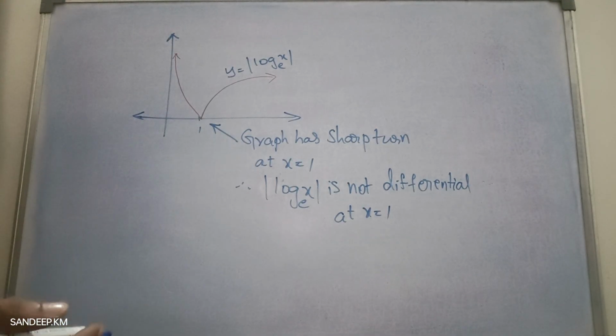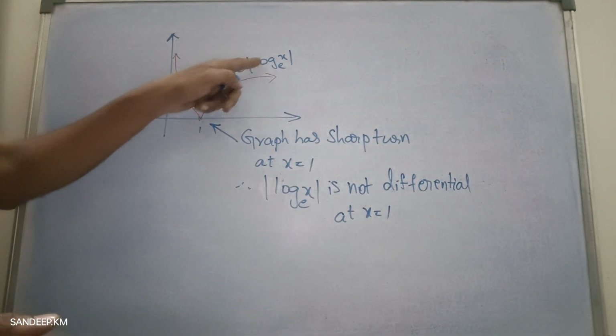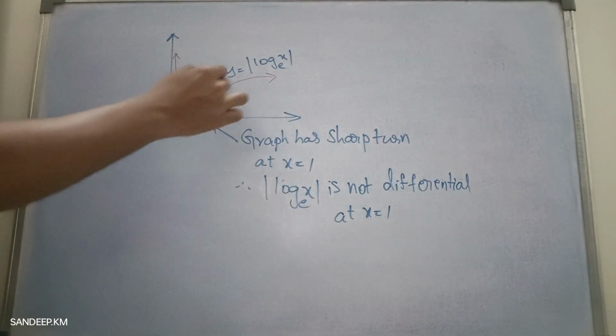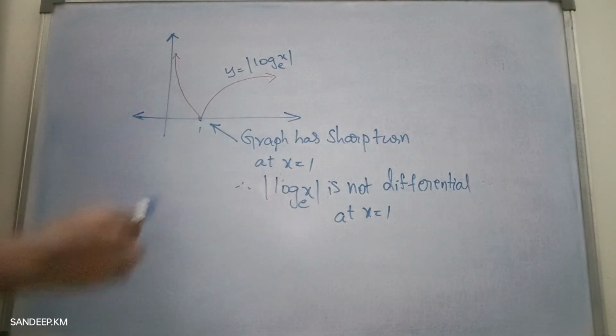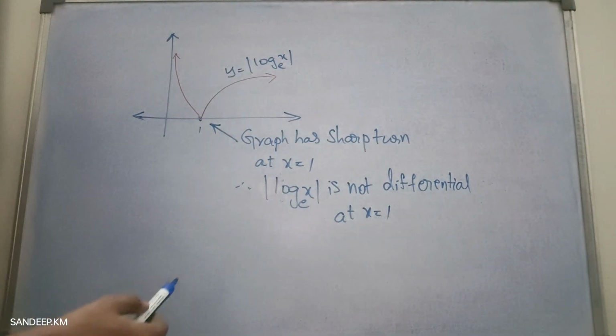Before solving the next question, this is the graph of the previous question. Y is equal to mod of log x base e. Look at this. This is the graph of mod of log x base e. At x is equal to 1, the graph has a sharp turn. Can you see it? The graph has a sharp turn. And that is the reason why the function is not differentiable at x is equal to 1.